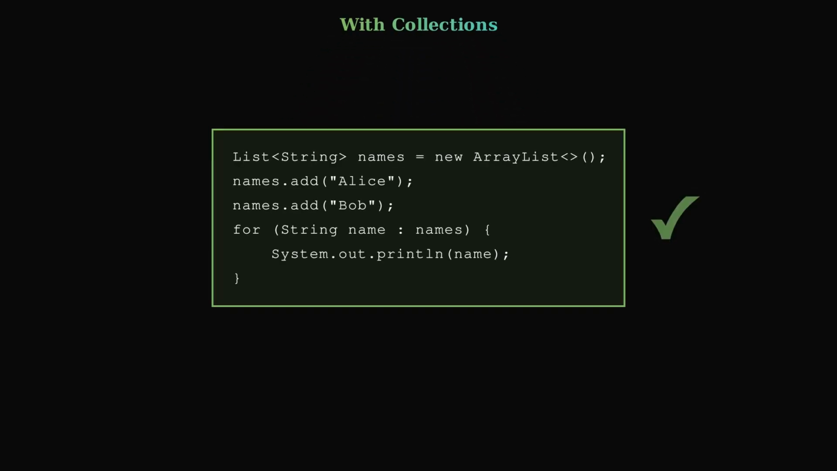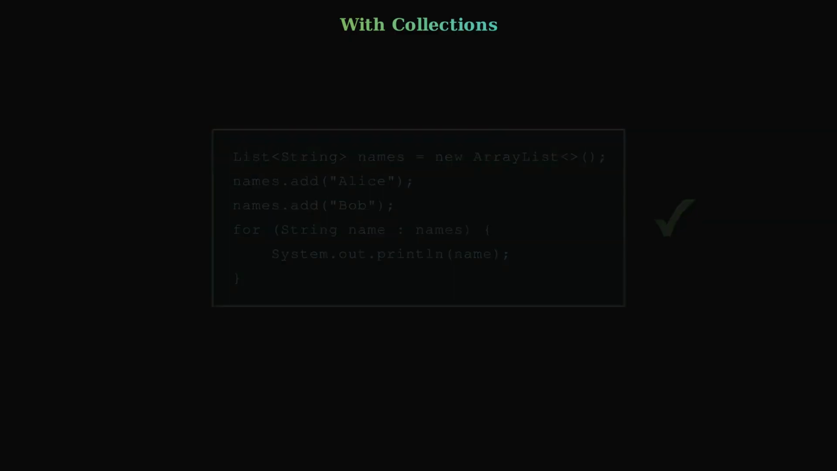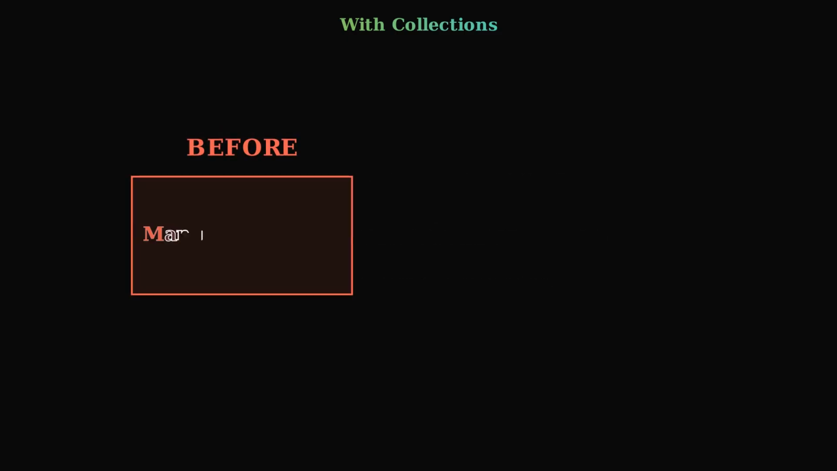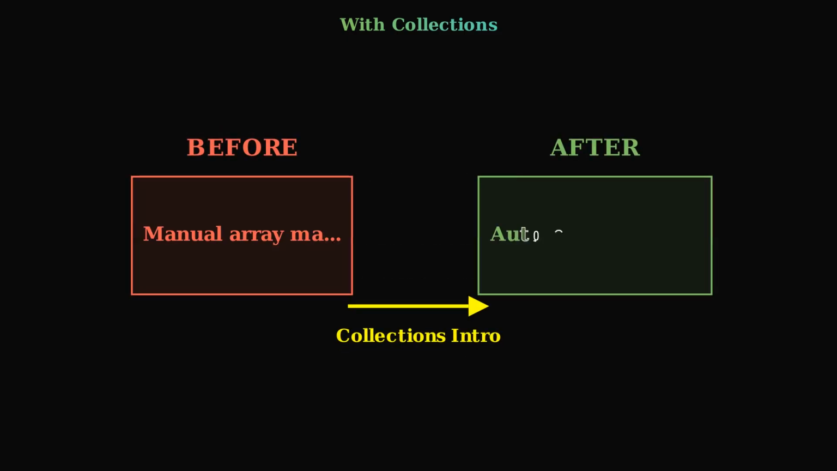Here comes the solution. Collections Intro. Look how clean the code is now. Dynamic size. No fixed limit. Built-in methods for operations. Type safety with generics. Compare the difference. And that is why we use Collections Intro.